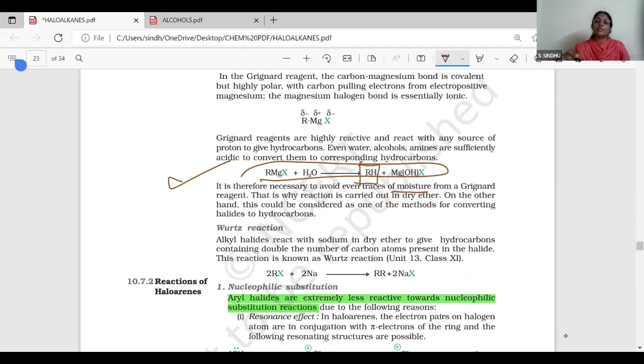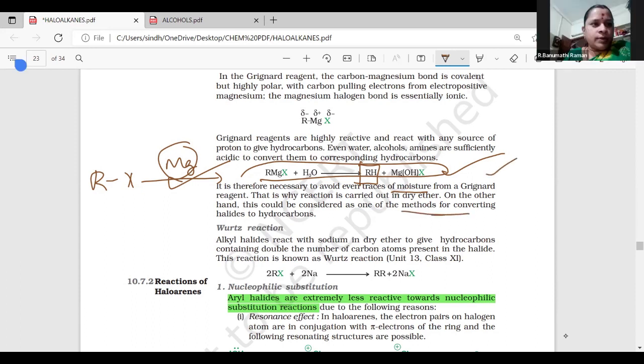And it can also be used as an important reaction. You can easily convert a haloalkane, RX, to a hydrocarbon. The corresponding alkane can be obtained if you use water or ethanol, anything which can protonate the Grignard reagent, so that it can react there. So that will be converting. So this is one important part.